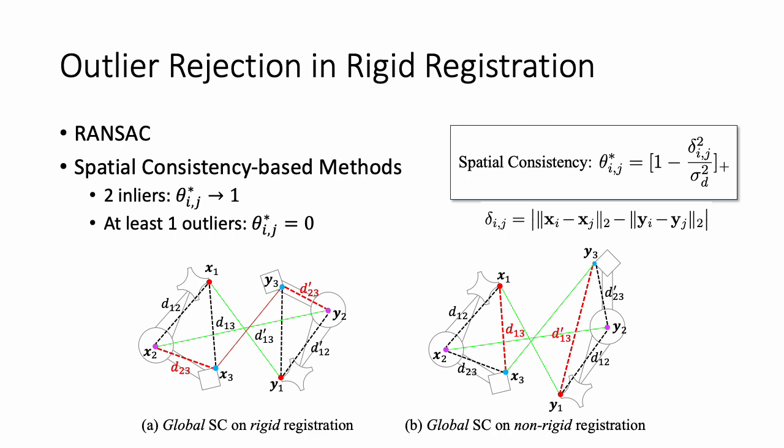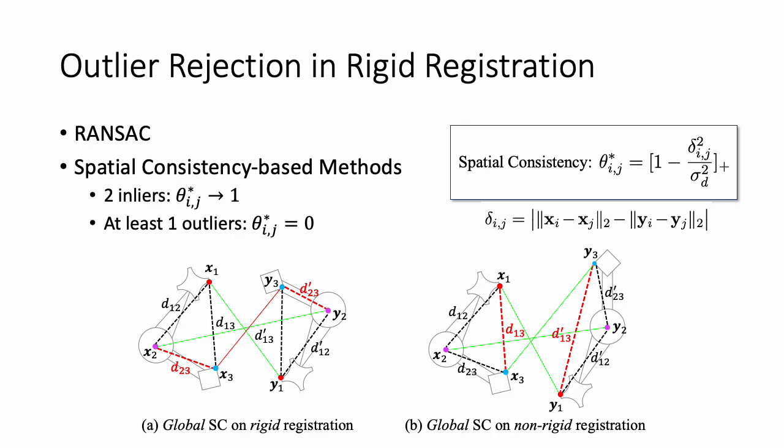The most commonly used method is RANSAC. It randomly samples a small set of correspondences to generate pose hypotheses, and then selects the best hypothesis among them. However, non-rigid registration requires dense and thoroughly distributed correspondences to precisely describe the deformation, thus preventing the application of sampling consensus methods. On the other hand, spatial consistency-based methods are another popular class of methods.